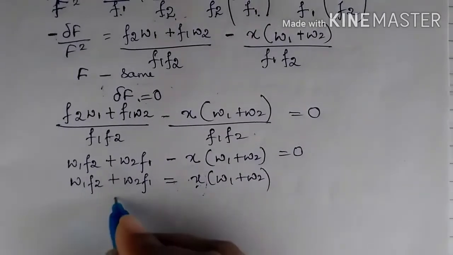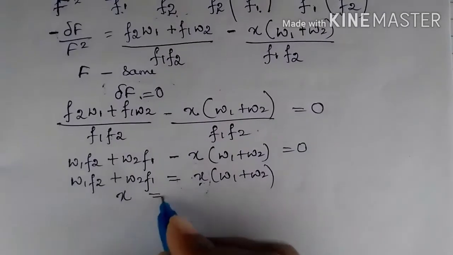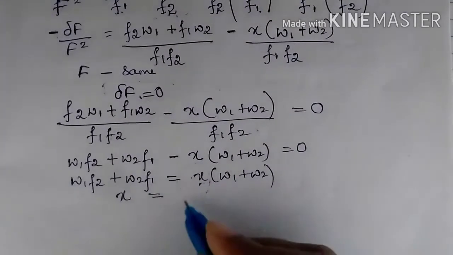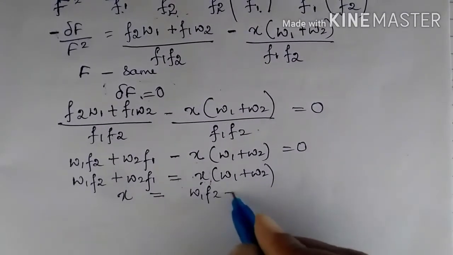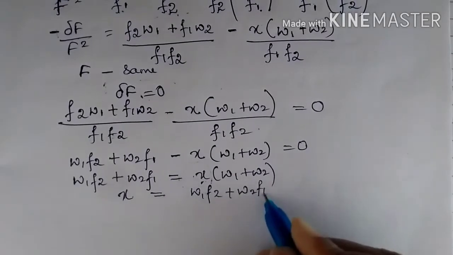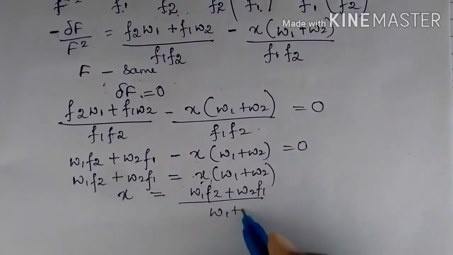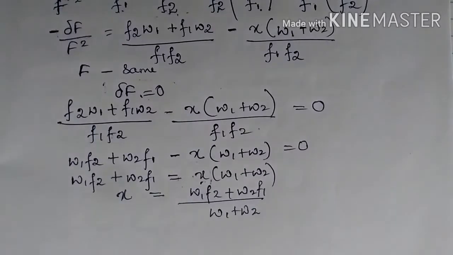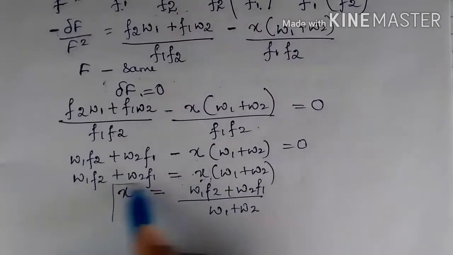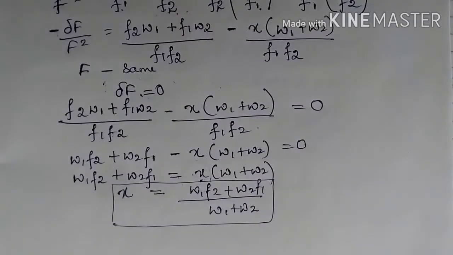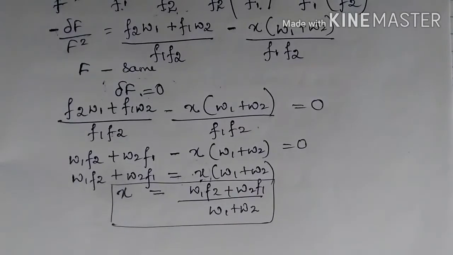So let us write the equation for x. X will be equal to what? Omega 1 f2 plus omega 2 f1 divided by omega 1 plus omega 2. So this is the distance at which the two lenses should be kept.